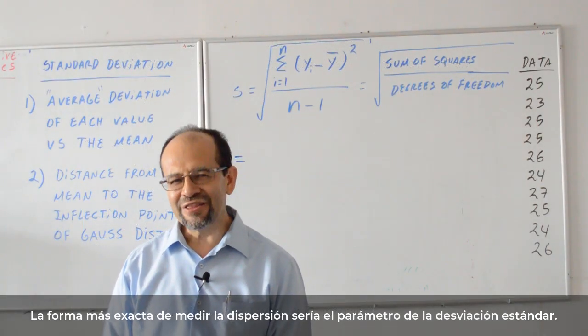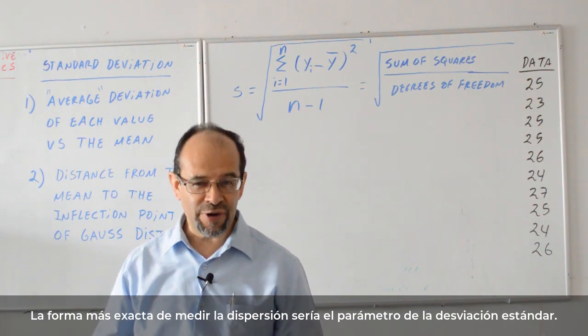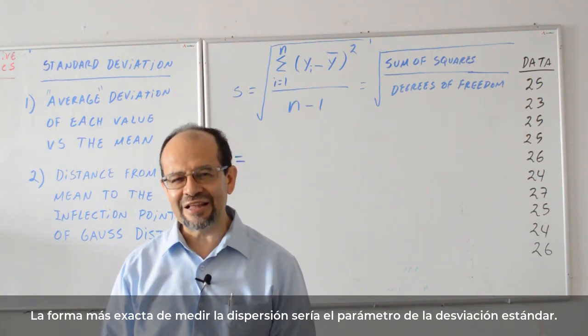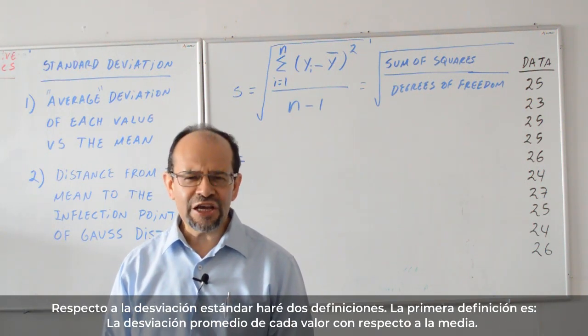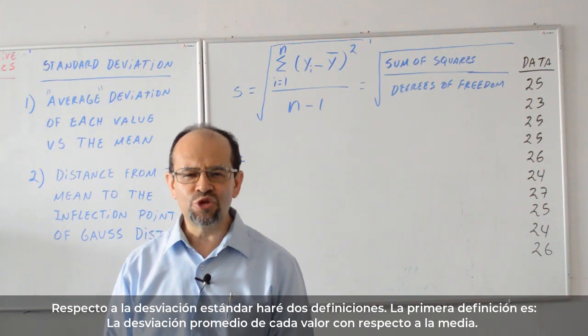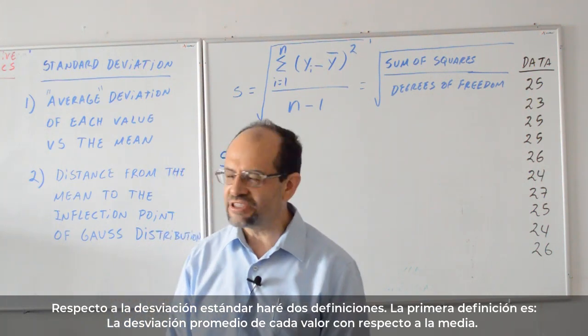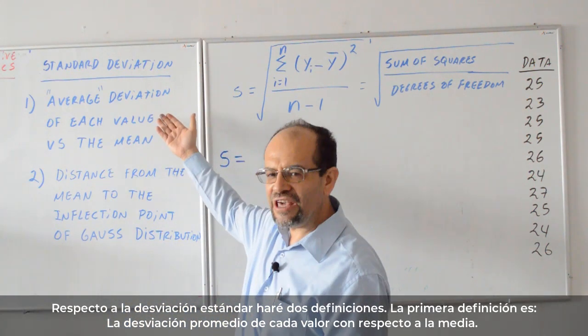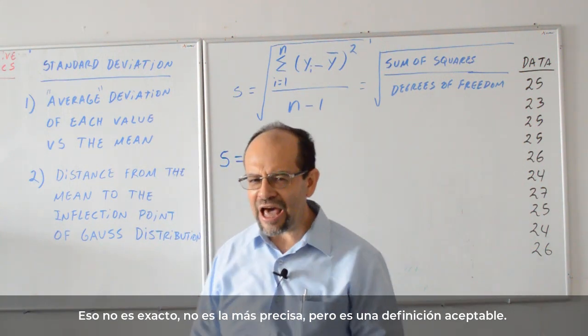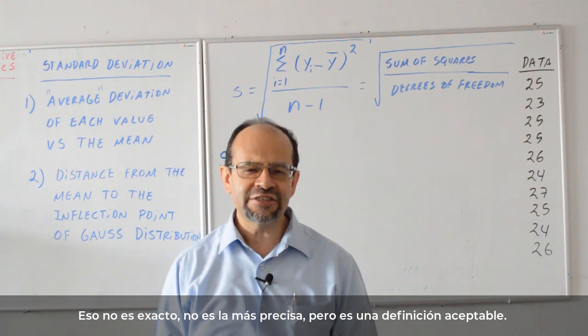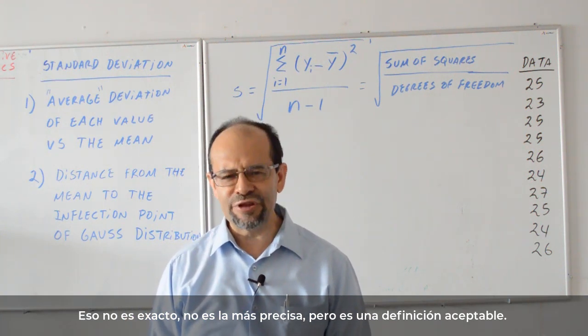The most accurate definition for the spread or the variability would be the standard deviation. That will be a better parameter to measure the spread. So the standard deviation, well, I will be talking about 2 definitions. The first definition is the average deviation of each value against the mean. That is not the most precise, but it is an acceptable definition.